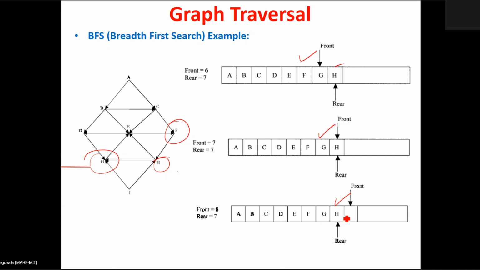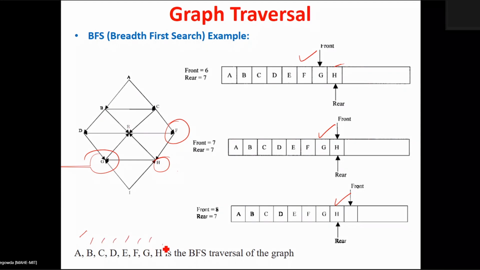Now if you look at this, no edges are left out, no vertices are left out here. We have visited all the nodes here. The order of visiting the nodes for this given example by using the breadth first search algorithm is like this: A, B, C, D, E, F, G, and H. So this is the traversal output of the BFS algorithm for this given example here.